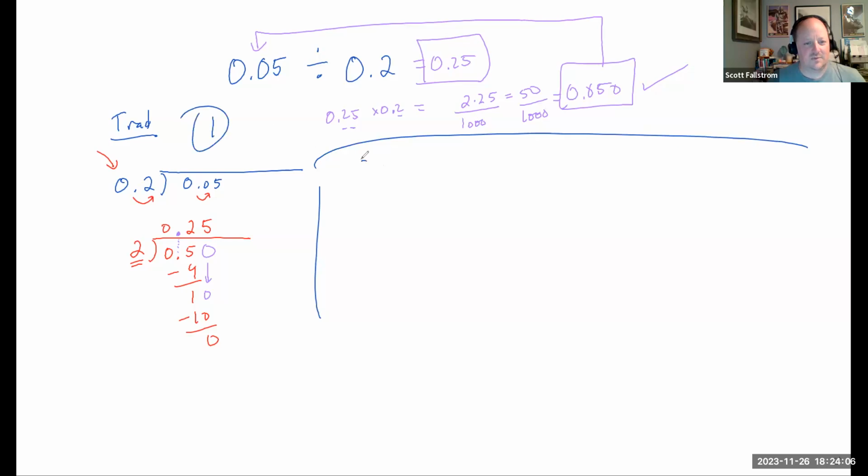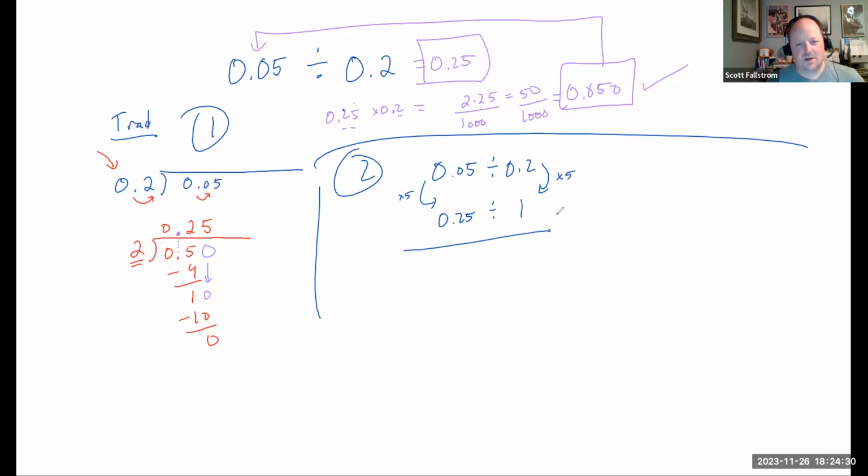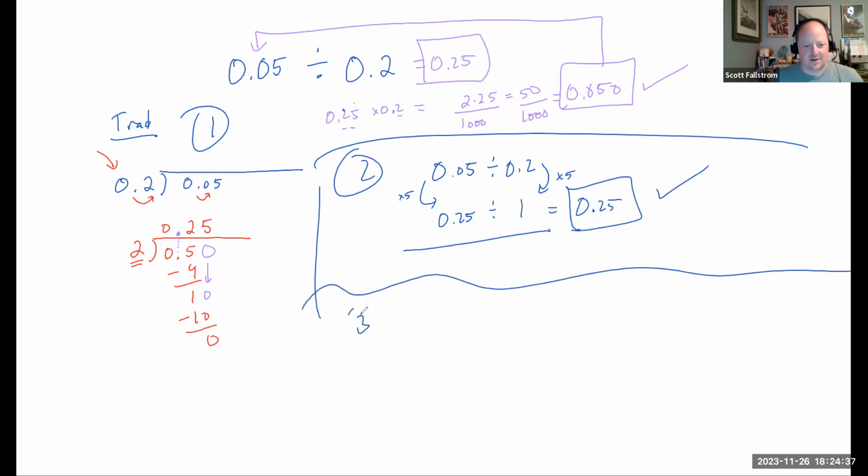That's number 1. Number 2, I don't like dividing by 0.2. I'd rather divide by 1. So I'm going to take 2, because 2 times 5 is 10. So that's going to help out. So I would rewrite this divided by 0.2, and I would multiply both of them by 5. Love that property. 0.25 divided by 1, and anything divided by 1 is itself. You are done.